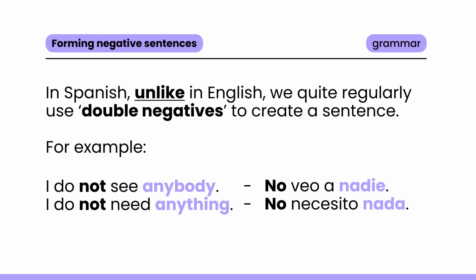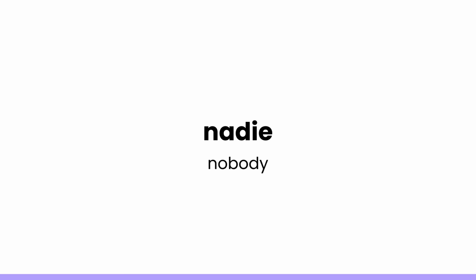So that's the first thing. Now, the second thing that we learned was that unlike in the English language, in Spanish, we also use double negatives to form negative sentences. So I don't see anybody becomes I don't see nobody. I do not need anything becomes I do not need nothing. And then last but not least, we also learned the 4 most popular words that are very often used when we form double negative sentences, which were nadie, nunca, nada, and ninguno.